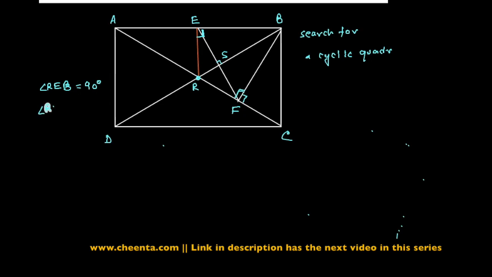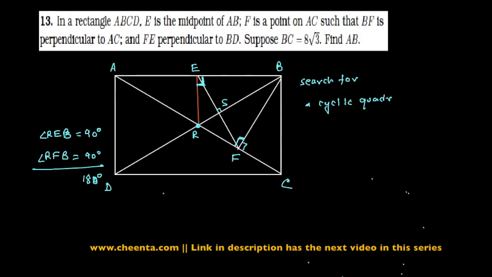And angle RFB is 90 degrees by the given data. So these two are right angles, so they certainly add up to 180 degrees. And as I mentioned in the previous discussion, if the opposite angles of a quadrilateral add up to 180 degrees, then it's a cyclic quadrilateral. So basically we can draw a circle passing through the 4 vertices of this quadrilateral.